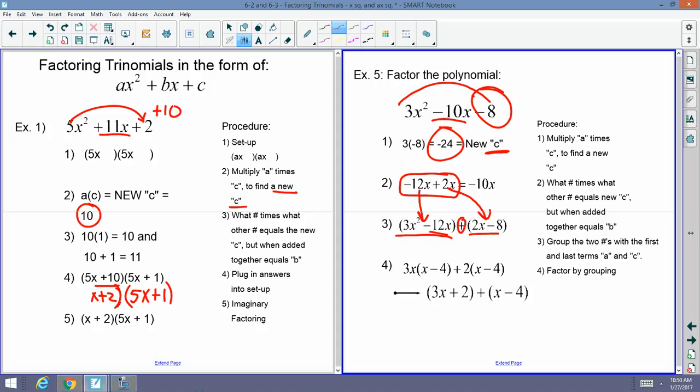I can take a 3x out of here, left with x minus 4. What do I need to take out of here to be left with an x minus 4? I can take out a 2. I'm left with x minus 4. Now I have an x minus 4 and x minus 4. And I have my 3x plus 2. And actually, that's a multiply. So that's another method.